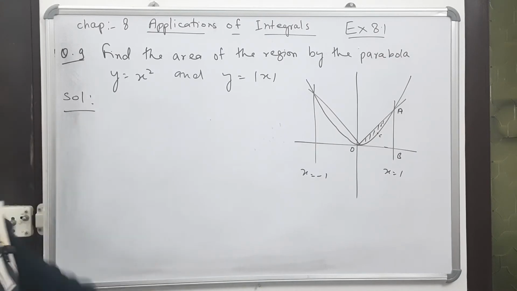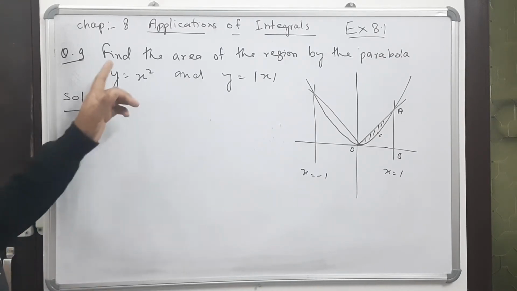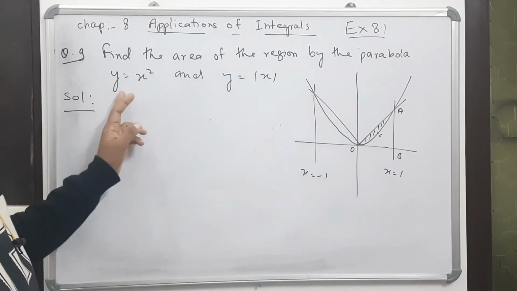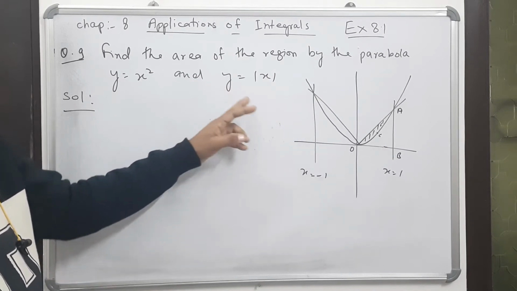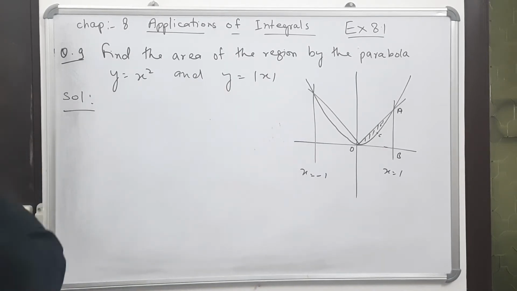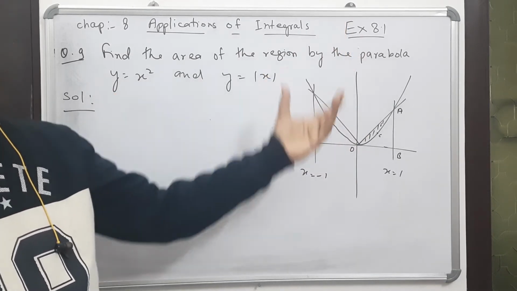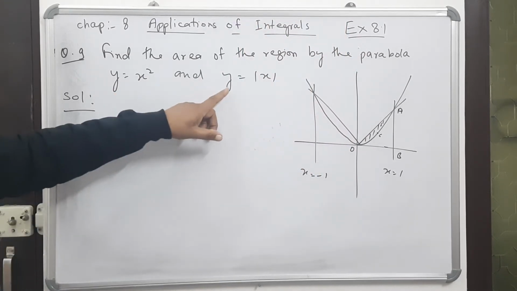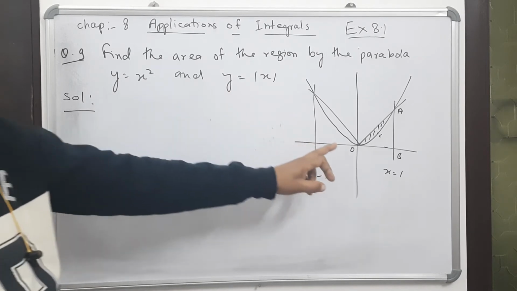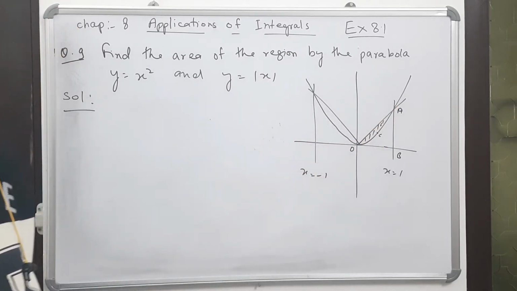Yes, dear students, you see problem number 9. Find the area of the region bounded by the parabola this and this, and the line this. Now here, if you draw the graph of y equals x squared, it will be an upward parabola. And the graph of y equals absolute x will be a V-shaped graph.